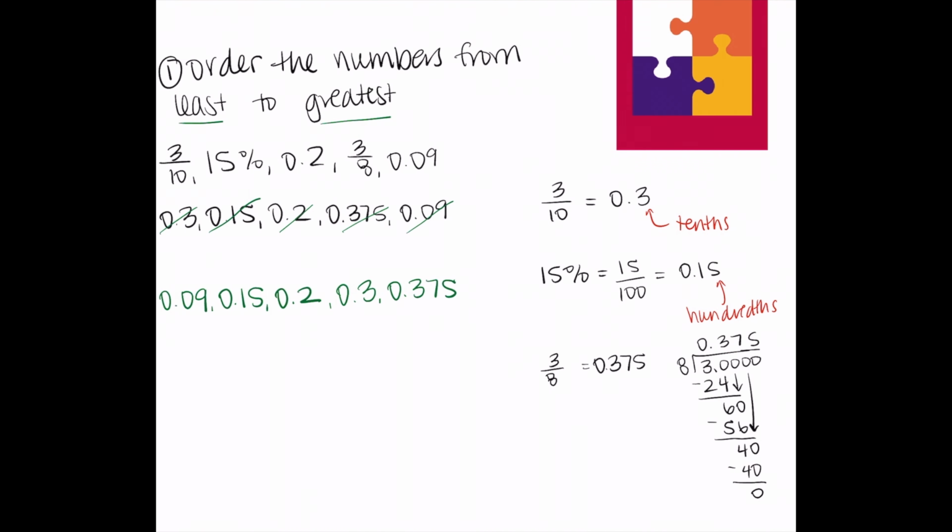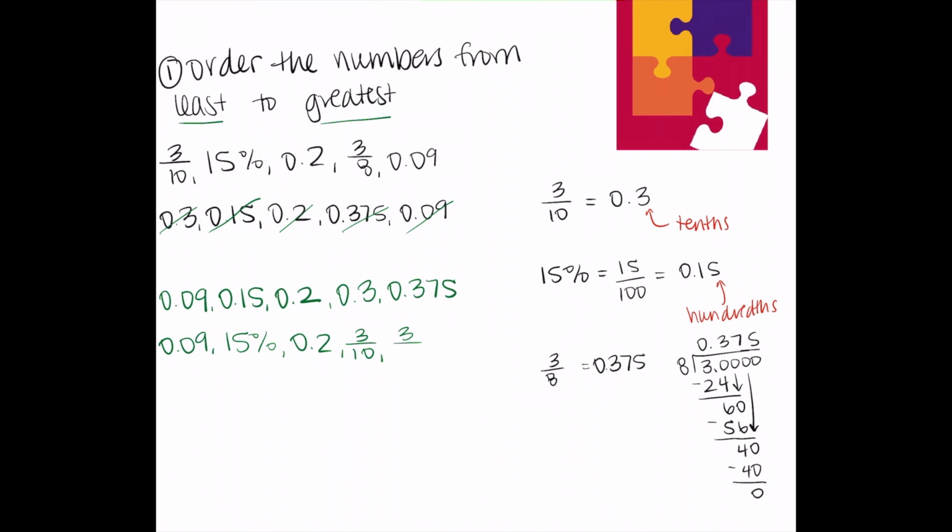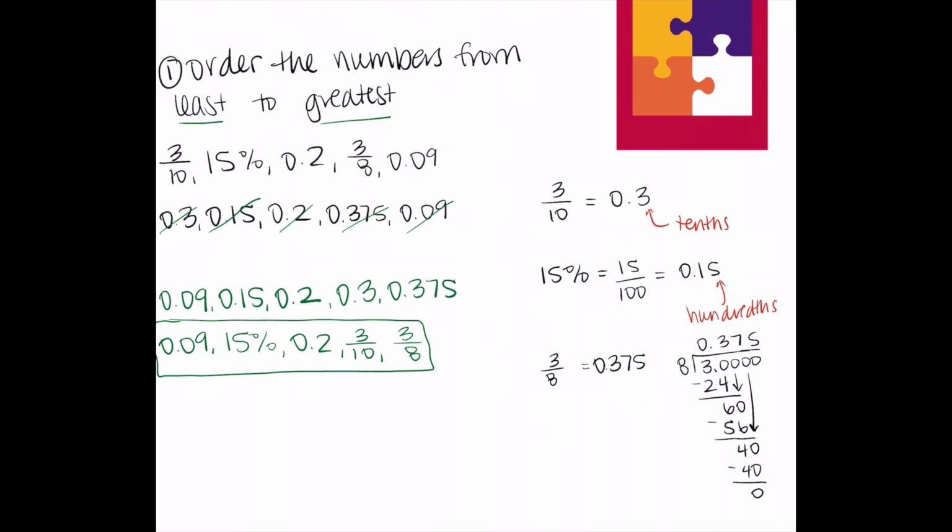Now that I've ordered all of the decimals, we'll go back and put it in the original form it was given to us in the problem. The 0.09 will stay. The 0.15 was given to us as 15%, so that's what we would write. The 0.2 was also given. The 3/10 we would write, and then we would write our 3/8. And that would be our final answer for number 1.